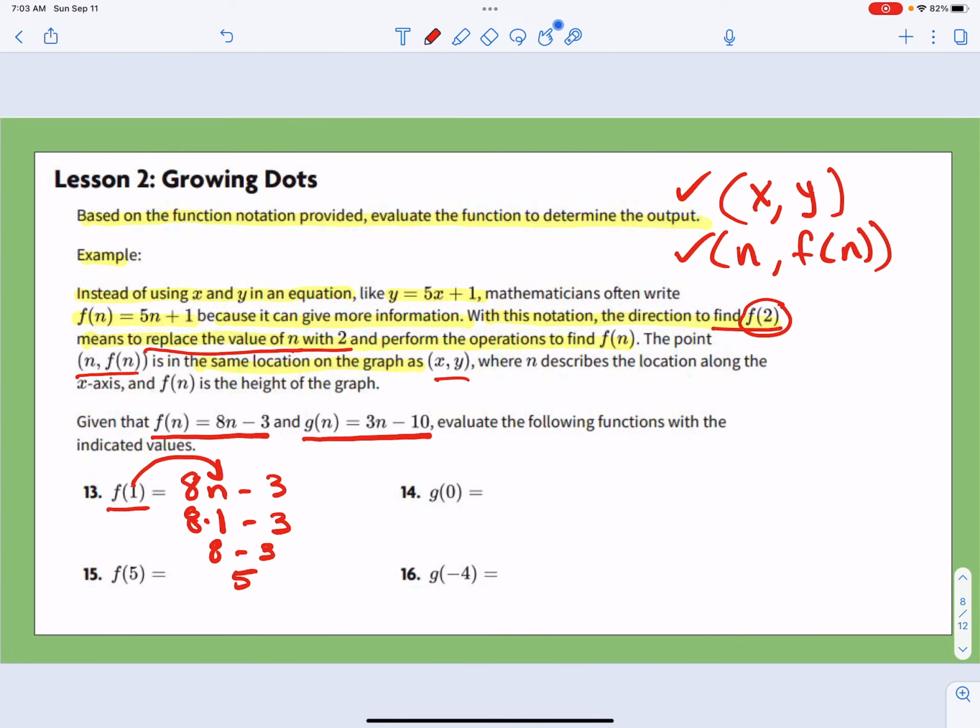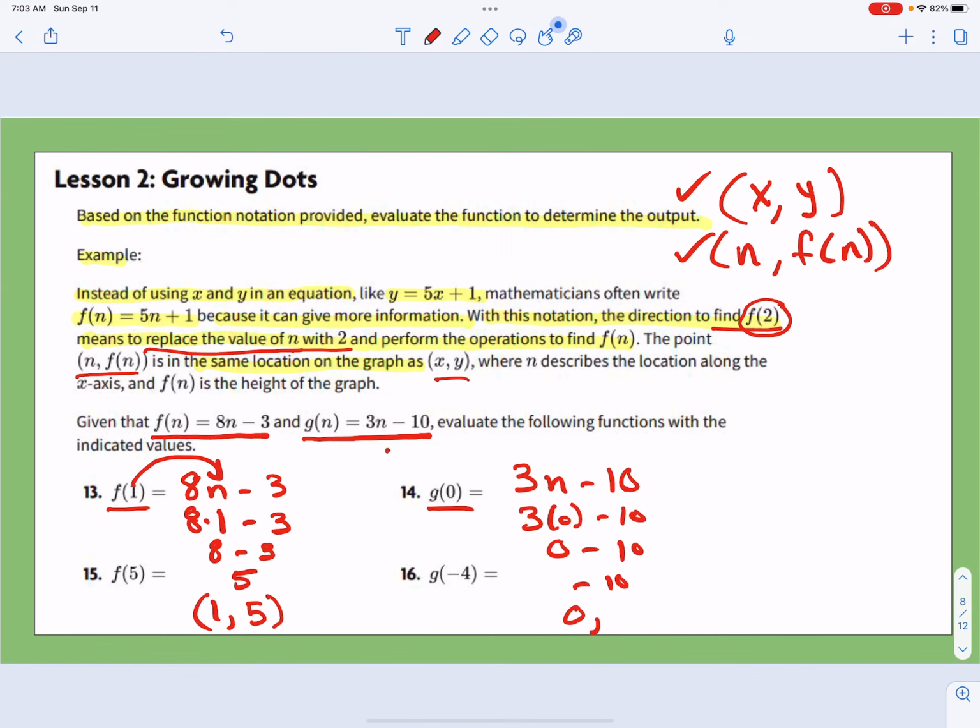If we were to write this as a point of some sort, we would say that's our x value, 1, and our y value is 5. Didn't ask you to do that, but if you were, that's what you would do. For g of 0, we use this equation, 3n minus 10, and that becomes 3 times 0 minus 10. 3 times 0 is 0, and 0 minus 10 is a minus 10. So as a point, we would call that (0, -10).